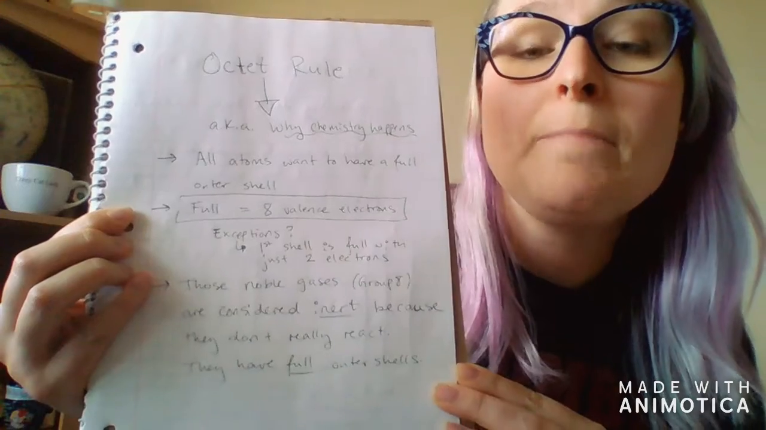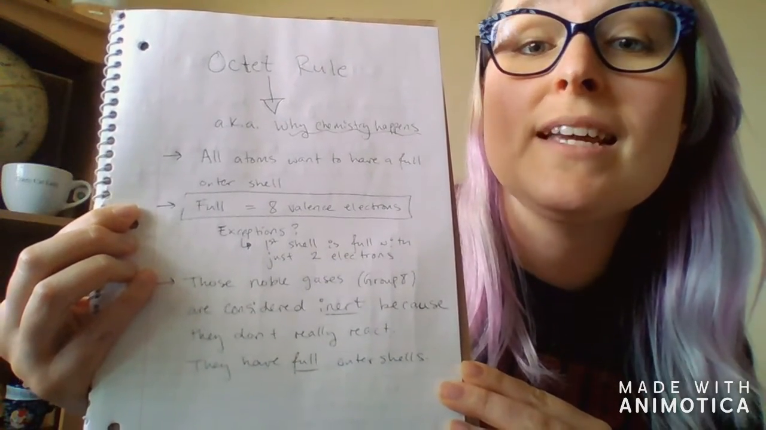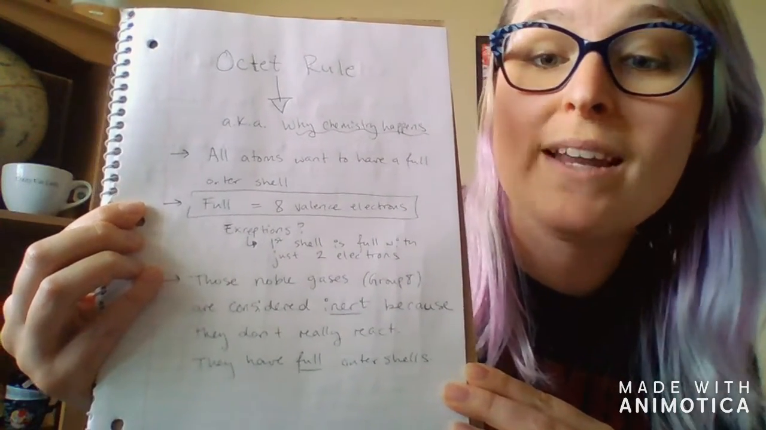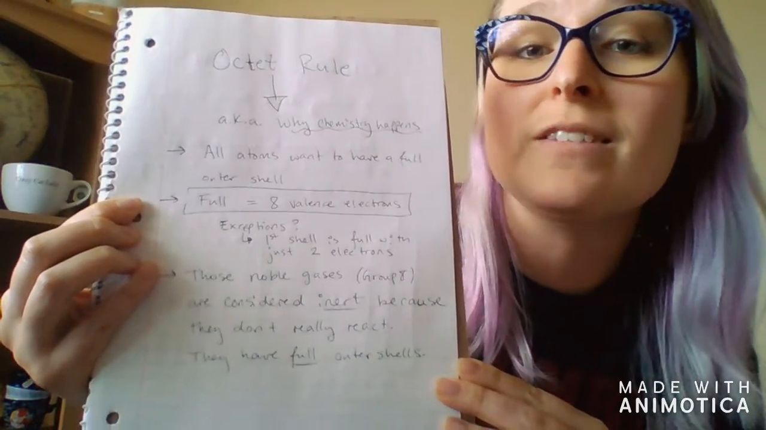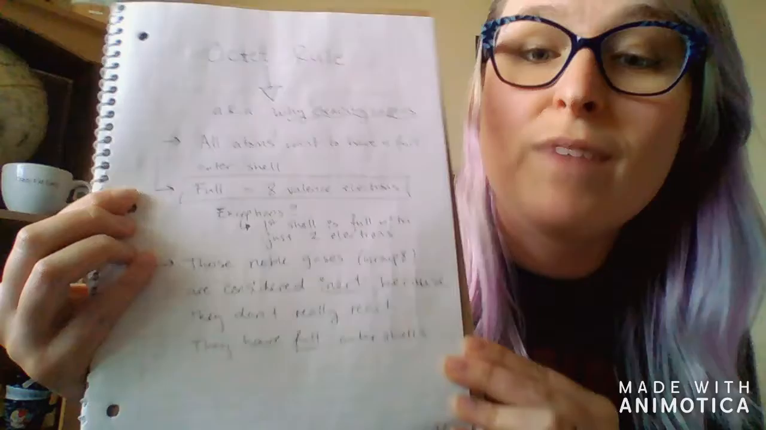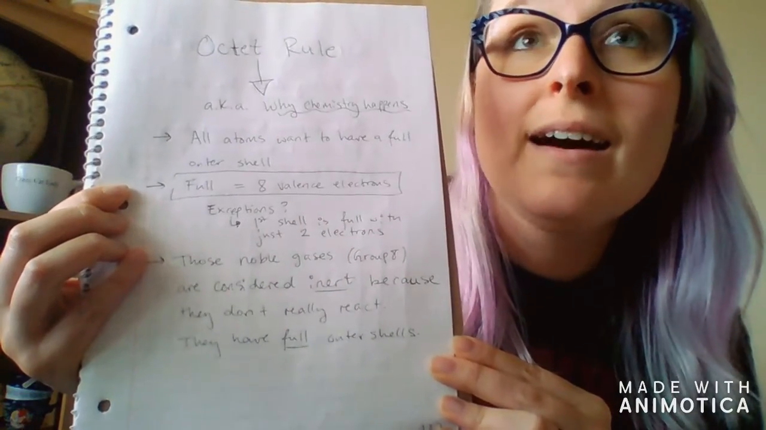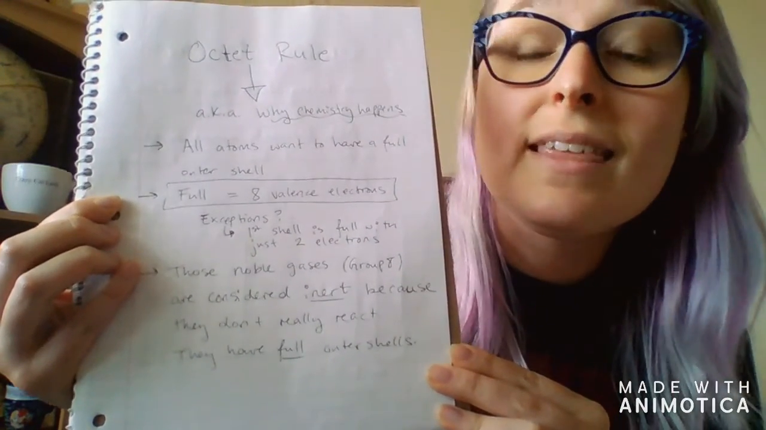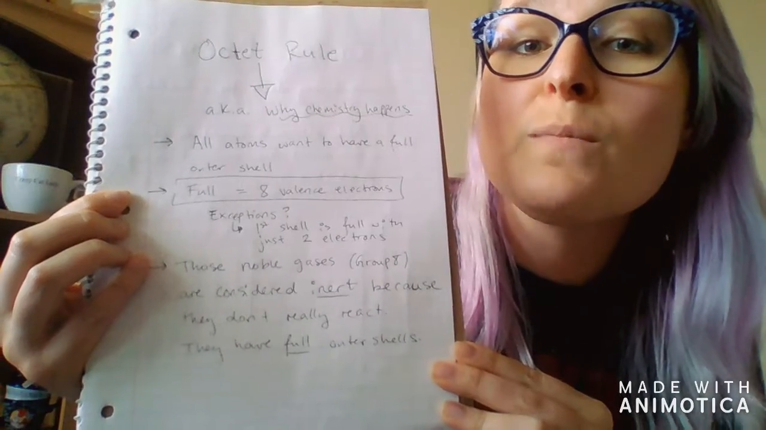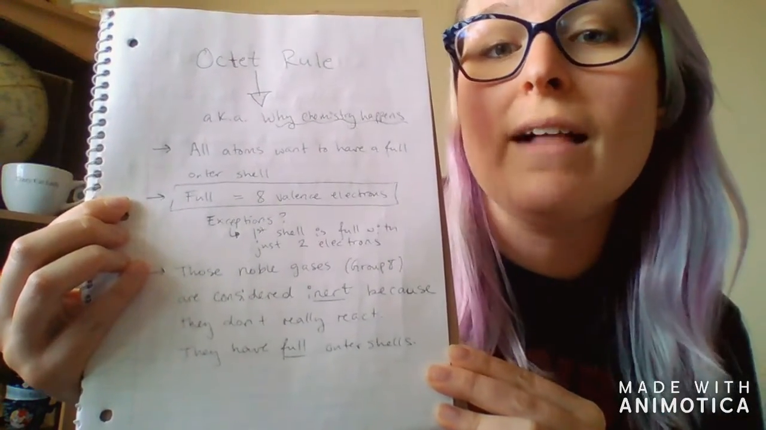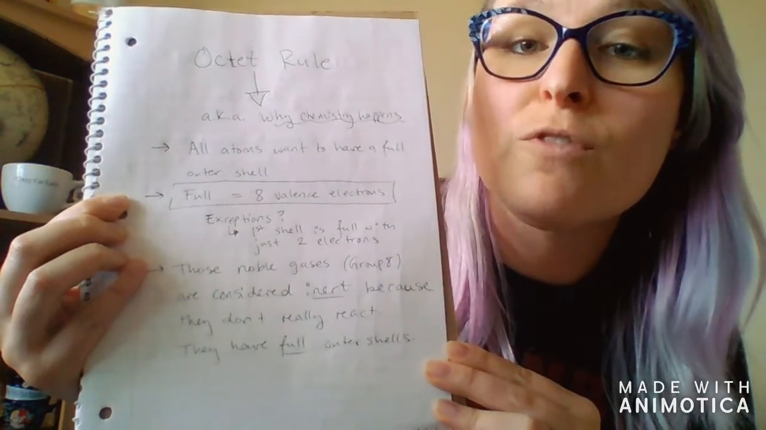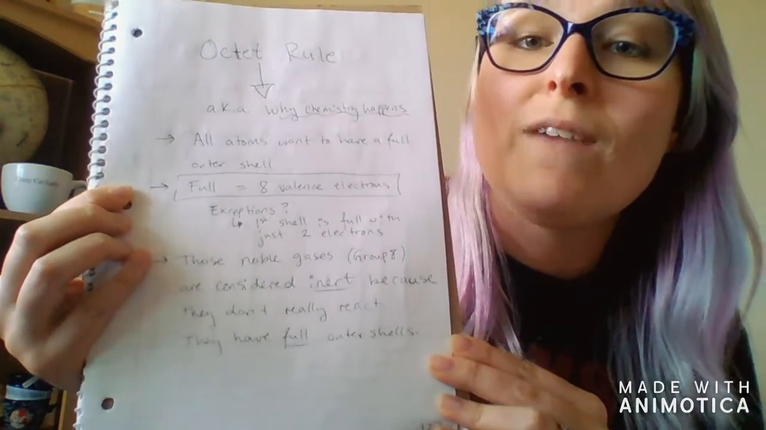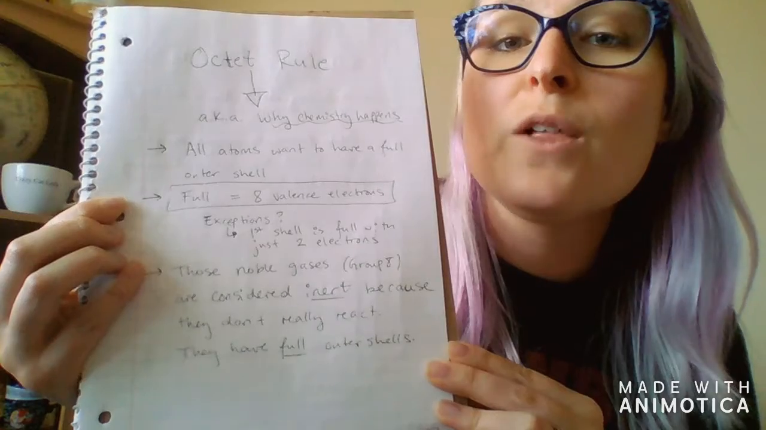Now that could be 8 if it's any shell above the first one. If it's the first shell, you're only going to have 2 valence electrons there because that's all it can fit, right? So that's our exception, like hydrogen, helium, lithium, beryllium. Those are all examples of elements that are going to try and have an outermost shell, which is the first one for them, with just 2 valence electrons. Otherwise, everybody else follows the octet rule of having 8.